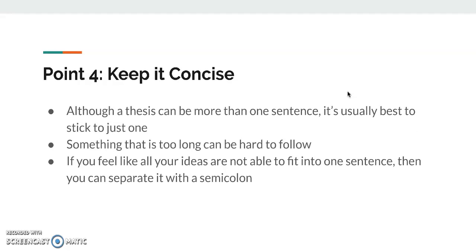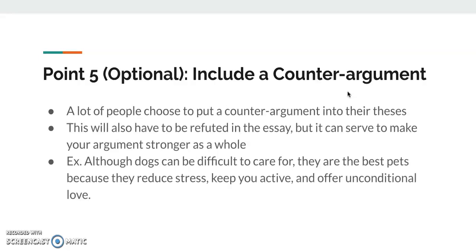Point 4 is just to keep it concise, keep it short. Although a thesis can be more than one sentence, it's usually best to stick just to one. The reason for that being something that is too long can be hard to follow, a bit long-winded. But if you feel like all your ideas aren't able to fit into just one sentence, then you can separate it using a semicolon, which is inserted at some point in the middle of the sentence, not to end it, but to just include a separate idea.